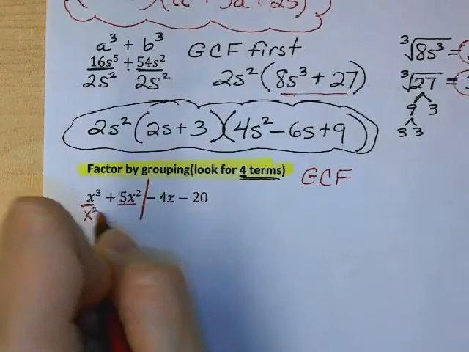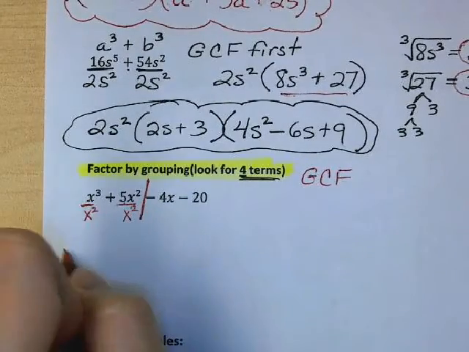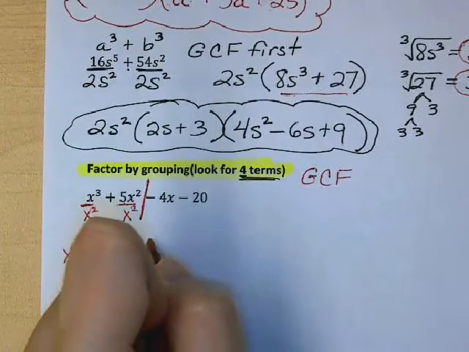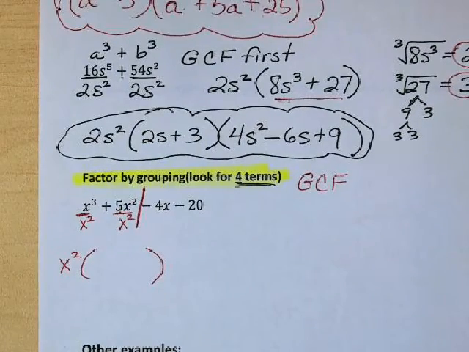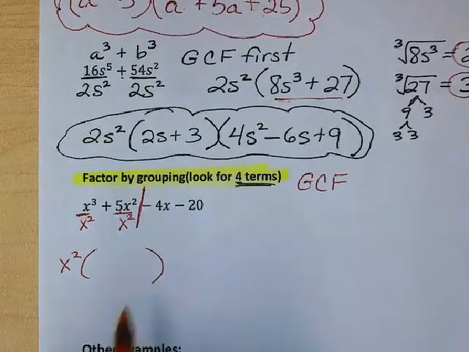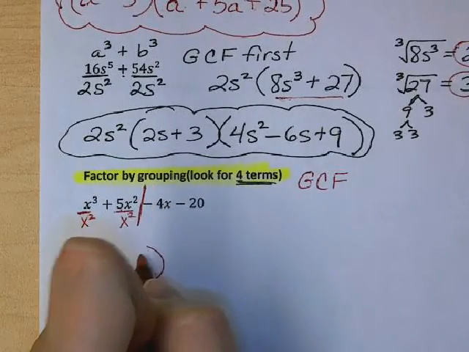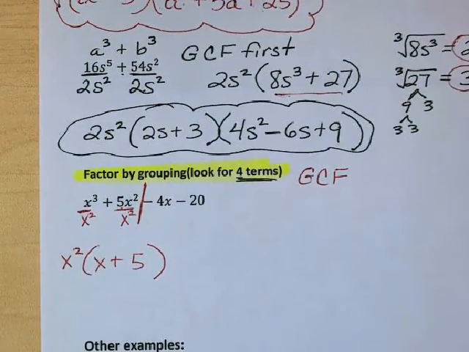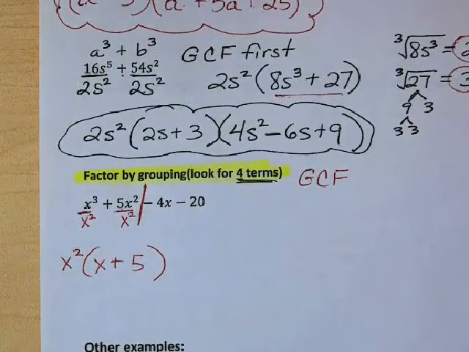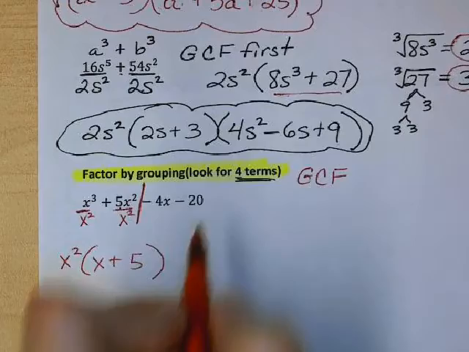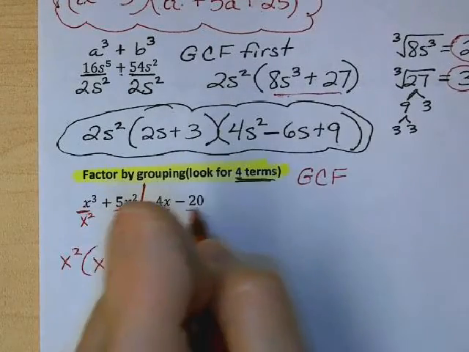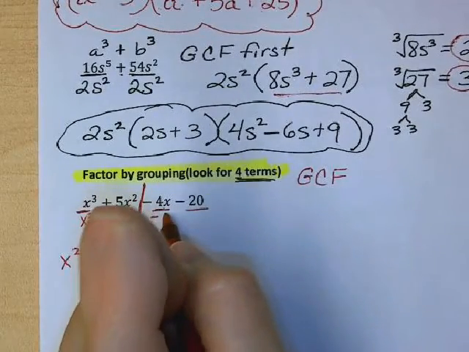Right, x squared. So we take out x squared. So if you divide by x squared, what would be left? Yep, good, x plus 5. Now look at the second part of the problem, the second half. What do you see in common of those? Yeah, these can divide by -4.